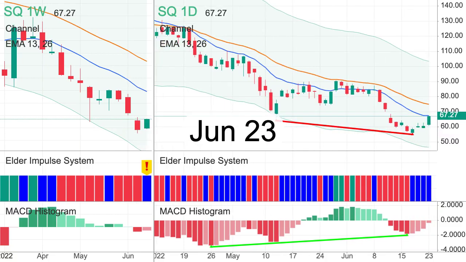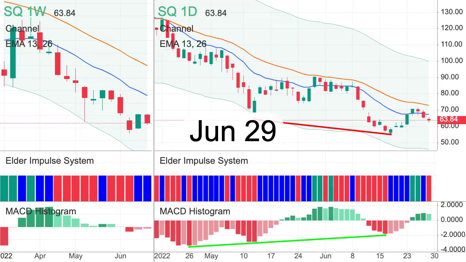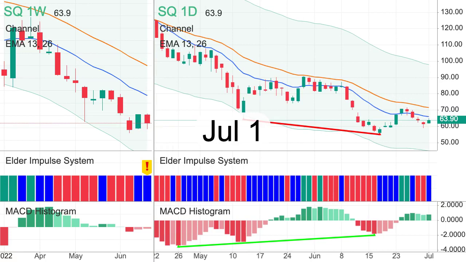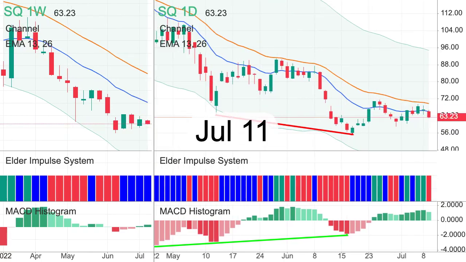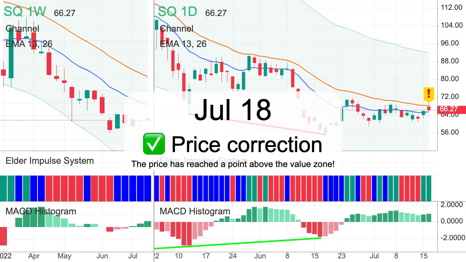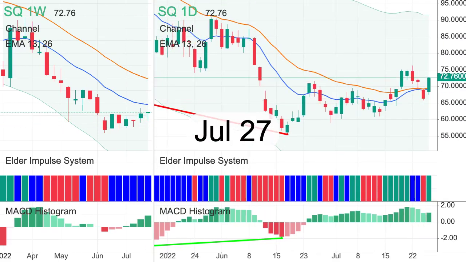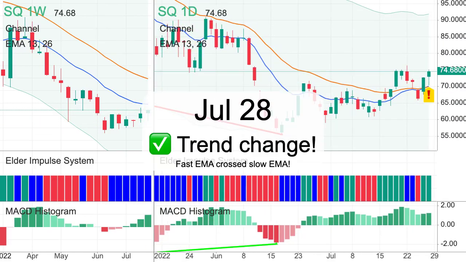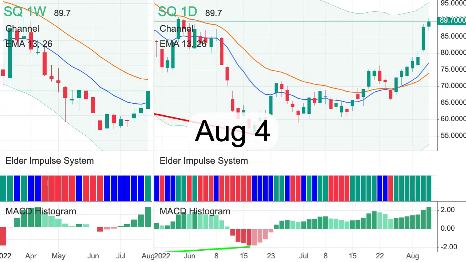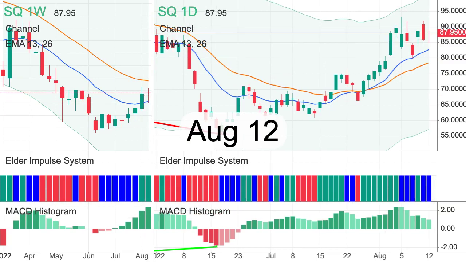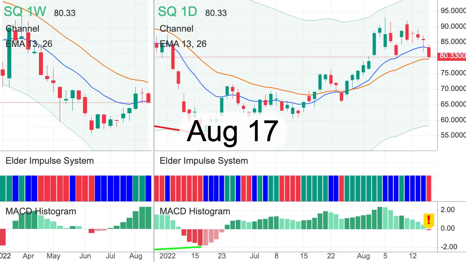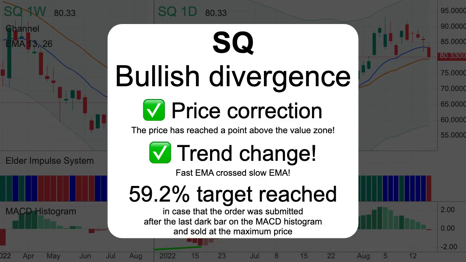There is a blue bar on an elder impulse system on the weekly chart. The price has reached a point above the value zone. Fast EMA crossed slow EMA. MACD histogram crossed the zero line. 59.2% target reached.